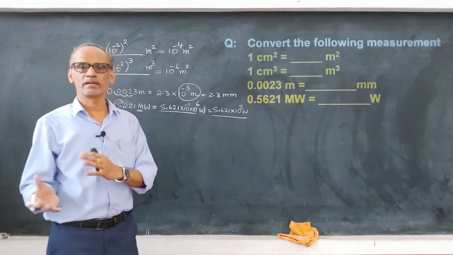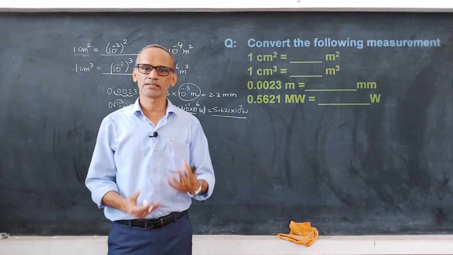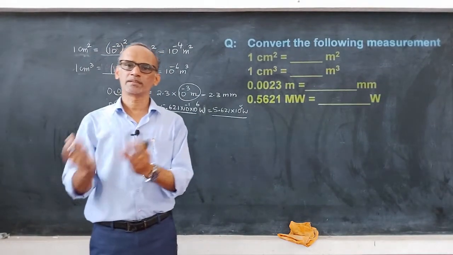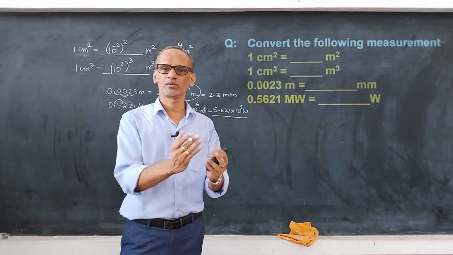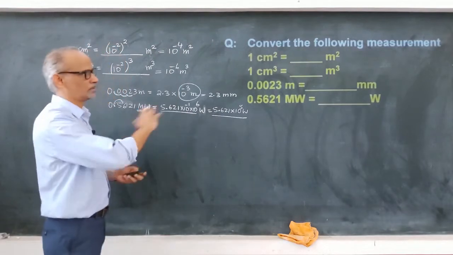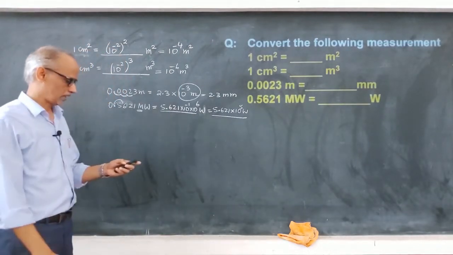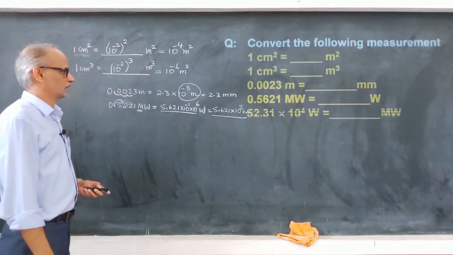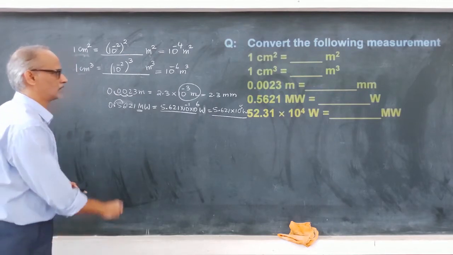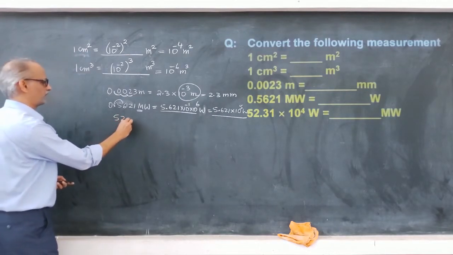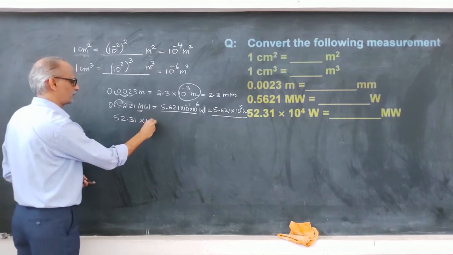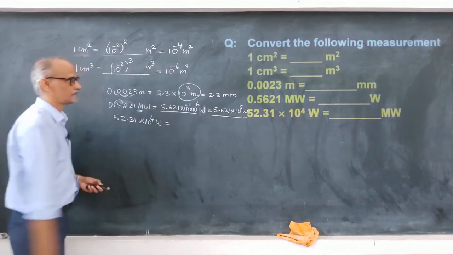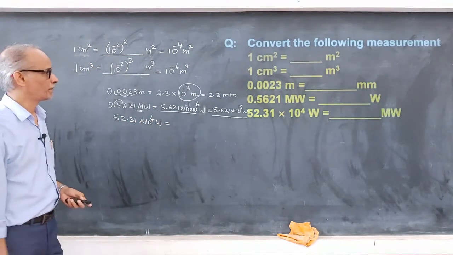So, wherever required, we have to do the conversion. You will understand when from watt we can convert to megawatt and when megawatt to watt can be converted. But you should know conversion either way. Okay. Let's see one more question. 52.31 into 10 to the power 4 watt. I have to convert this into megawatt.